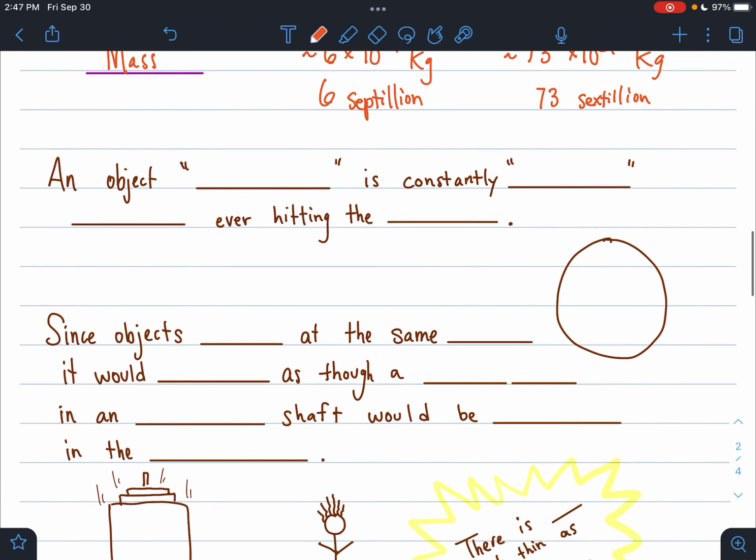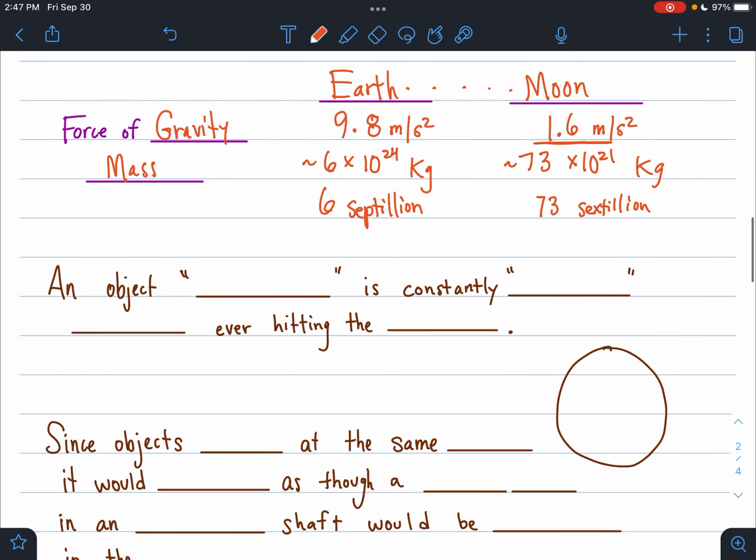Now, if we look at both of these places, the Earth or the moon, regardless of where you go, if you were to drop an object or if we put a satellite in orbit around the Earth or around the moon, we need to understand what that really means when we say something is in orbit. So an object that's in orbit, basically what that means is that it's just constantly falling without ever hitting the ground.